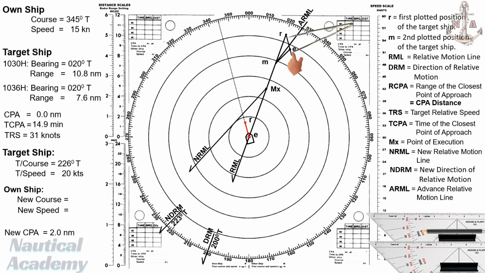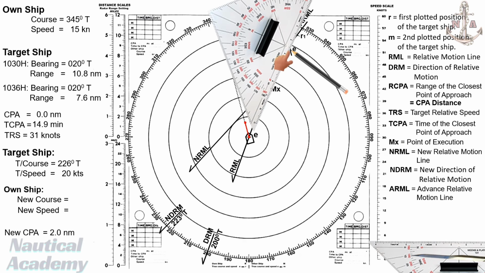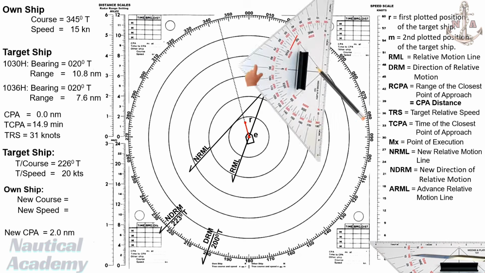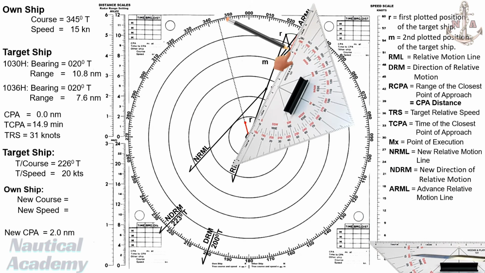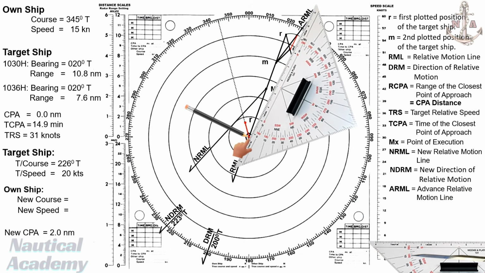Then use a compass divider and measure E to R. Make an arc intersecting the ARML. You can mark the point of intersection as R1, and connect a line from E to R1. The direction of this line, E to R1, is the ship's new course. Bring this line to the center of the plotting sheet to determine the new course, in the direction of line E to R1.